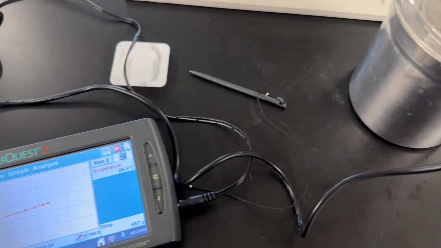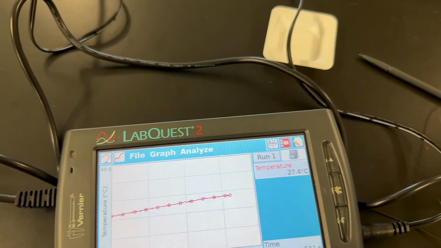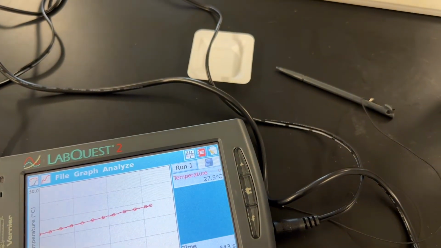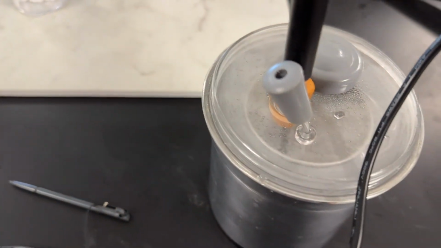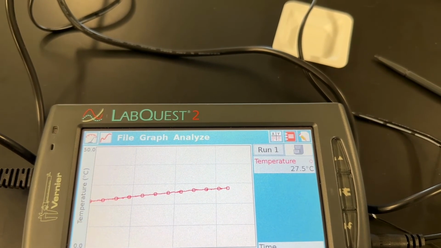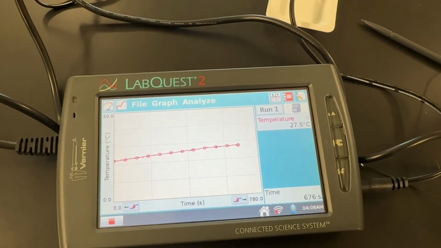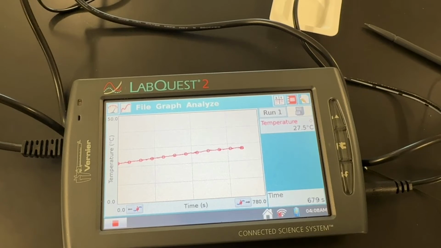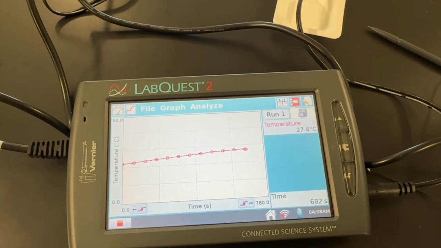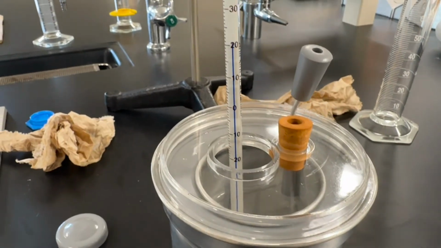And again, we have a slow and steady incline here, as you can see. Now we're starting to level off just a little bit. Give it another swirl just in case. This time we're set up for 780 seconds. And so you can see the time at this point. We're up to 680 seconds and we're at 27.5 degrees Celsius. It's really starting to level off now. And so that's what we're going to use as our final temperature.